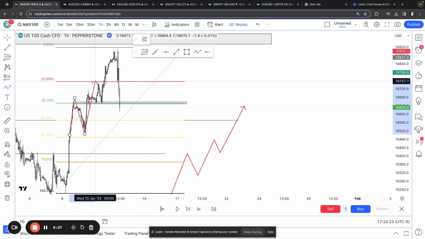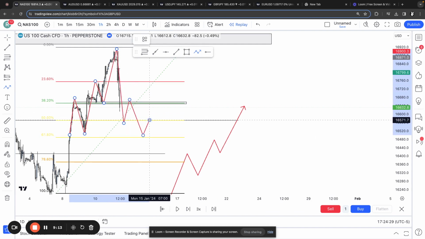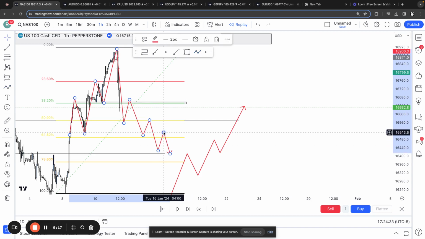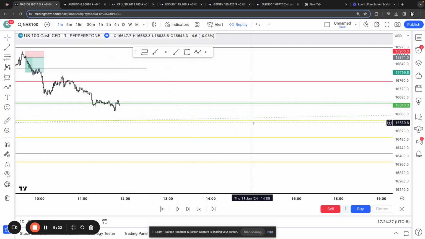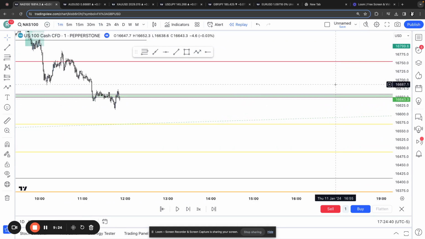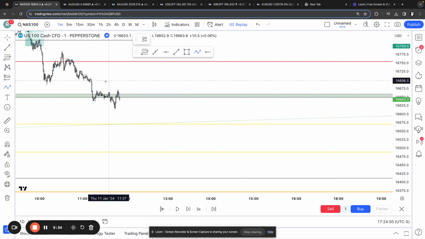Boom, boom, boom, boom, boom, boom, boom. Come back to retest, and then start making structure back to the downside. And so this right here is why I was paying close attention to what price was doing. You always want to pay attention to key areas and what price wants to do in these key areas. And so what I see is this right here, beautiful on a 1 minute chart.